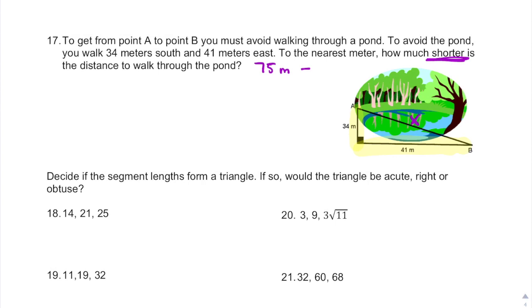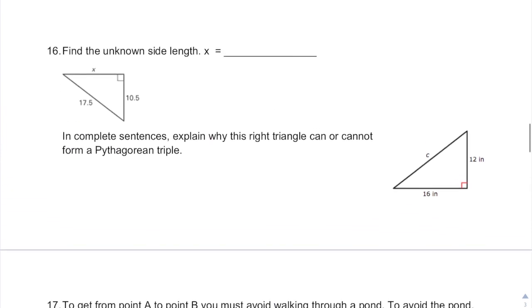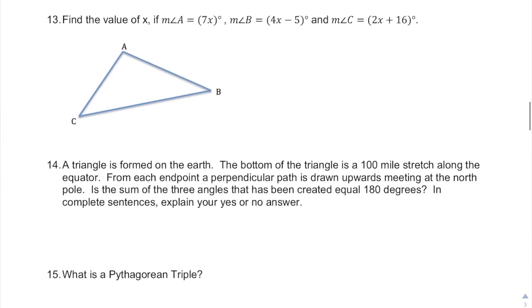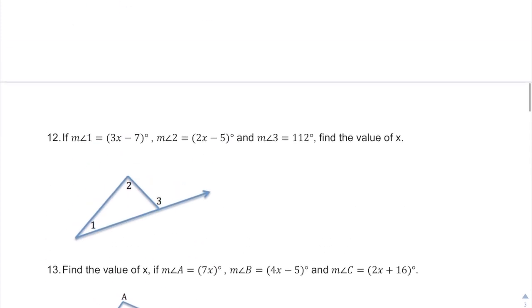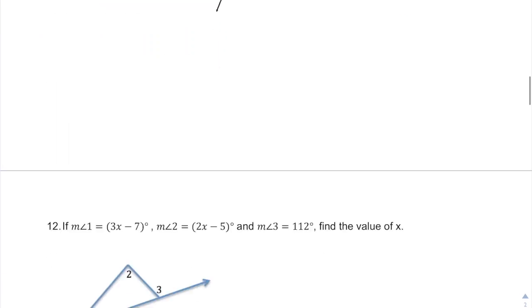The distance to walk through the pond is the hypotenuse, which you can find using the Pythagorean theorem. Email me if you still have any questions. This question is just a review question, reviewing what you know about spherical geometry. And that's all, folks.